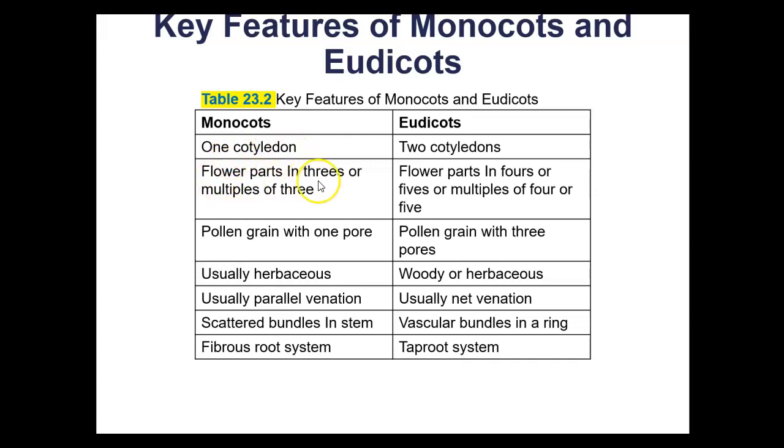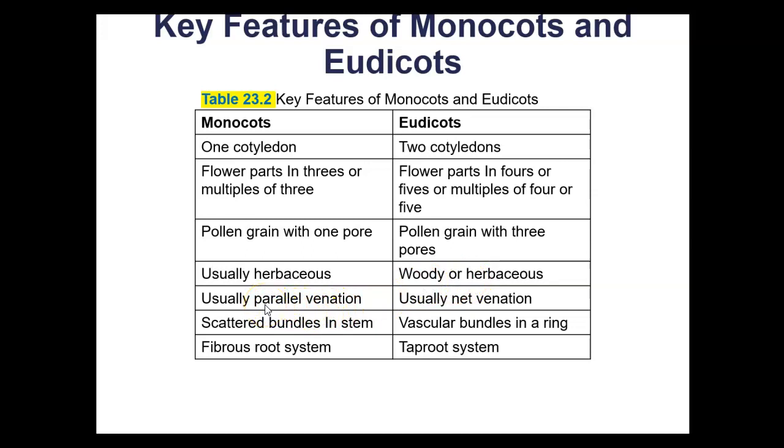Monocots have flower parts in threes or multiples of threes. So you would see 3 petals or 6 petals or 9 petals. Dicots, flower parts are in 4s or 5s or multiples of 4 and 5. In monocots, the pollen grain has 1 pore, and in dicots, the pollen grain has 3 pores. Monocots are usually herbaceous or grassy. They aren't woody, in other words, and dicots can be woody or herbaceous.